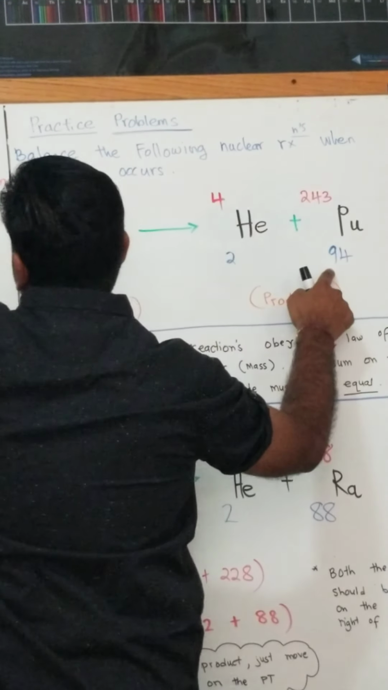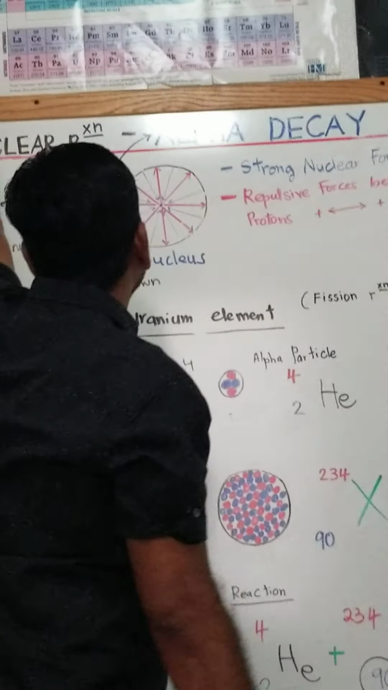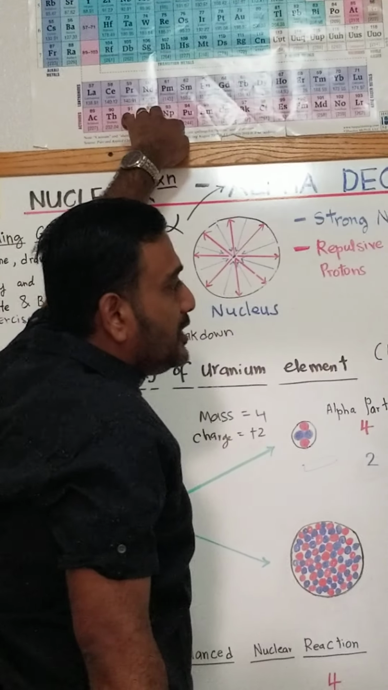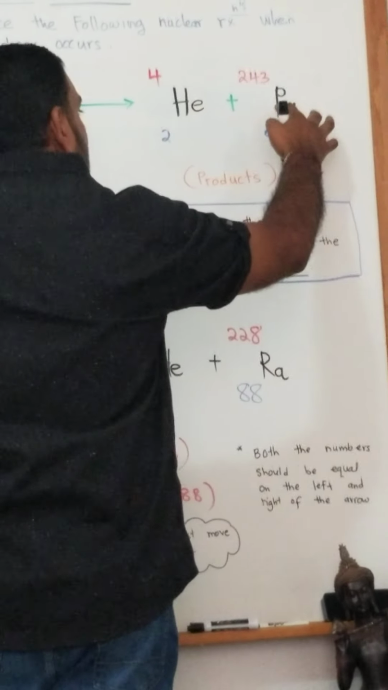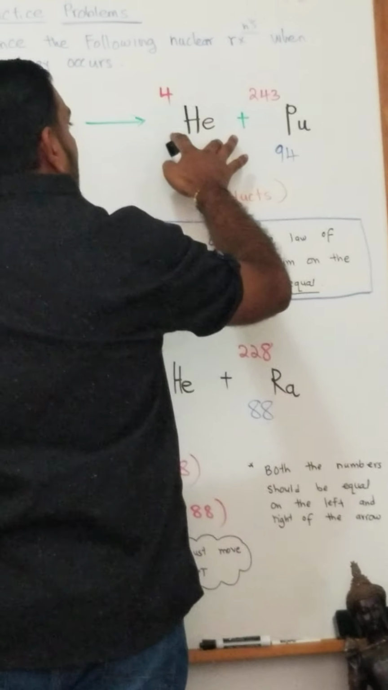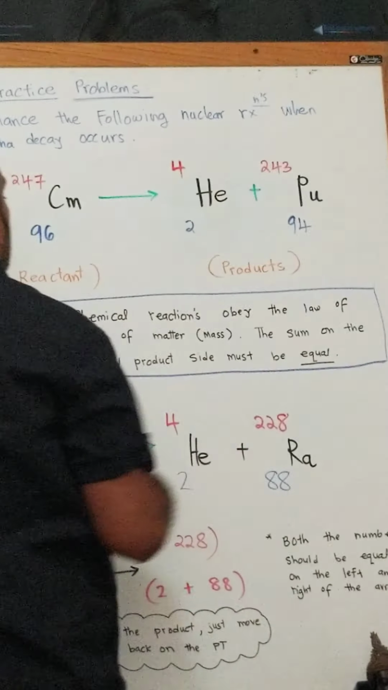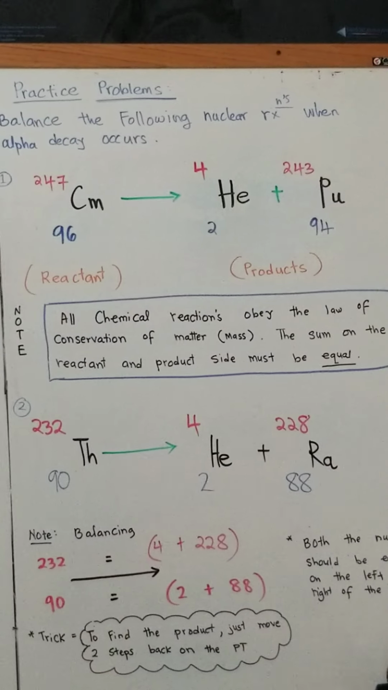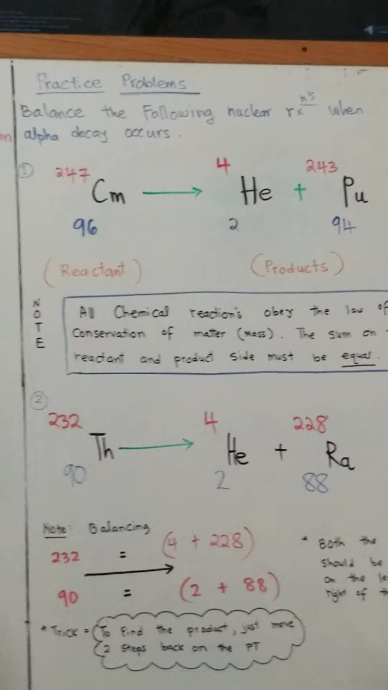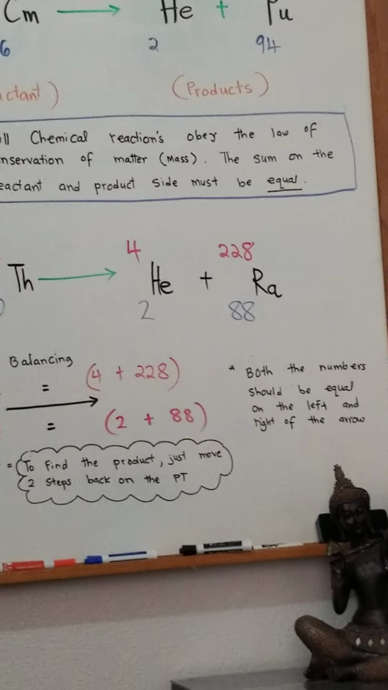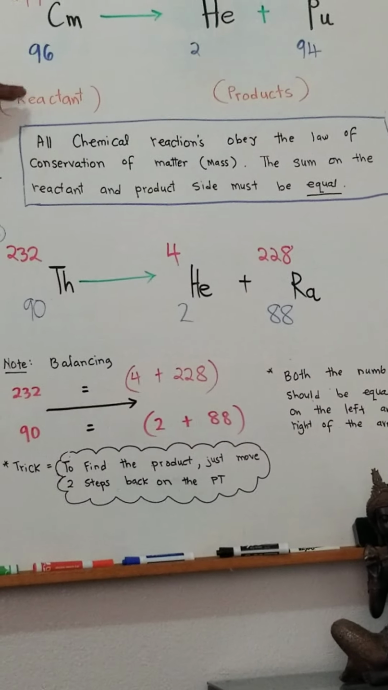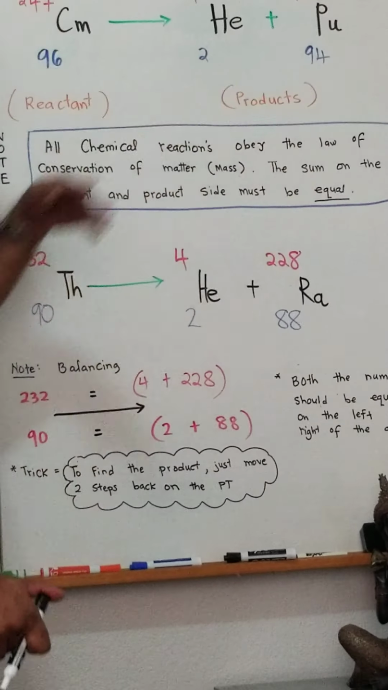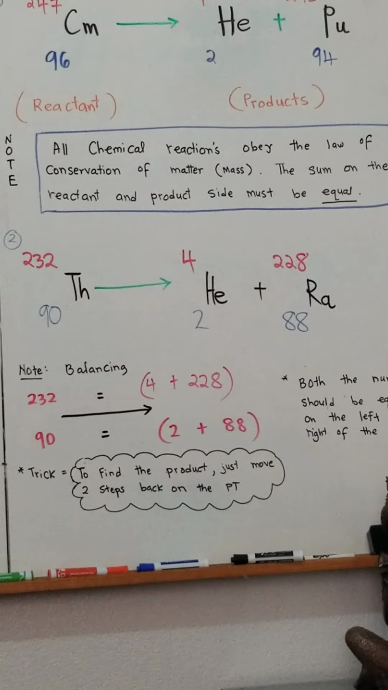And looking at the periodic table, the element that is 94 is plutonium. So this is how I determine the other product apart from the alpha particle, the other product that is going to be formed. Okay, just a small note, all chemical reactions obey the law of conservation of matter or mass. And the sum on the reactant side should be equal to the sum on the product side. Let's look at another example.